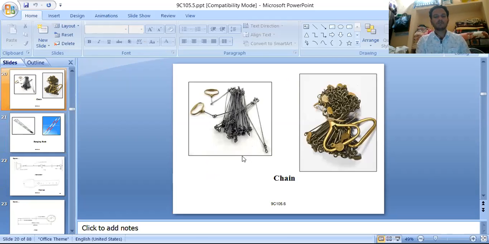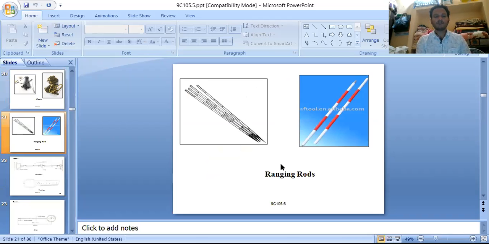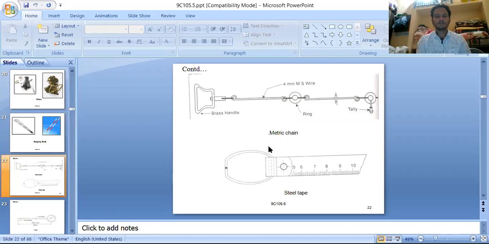So in this diagram we have two different chains. This is 30 meter length, this is 20 meter length. And we have different types of ranging rods. Here we can see the colored ranging rods. The chain will be something like this.